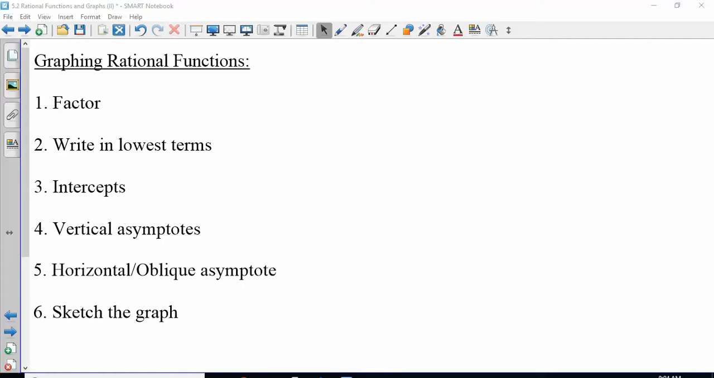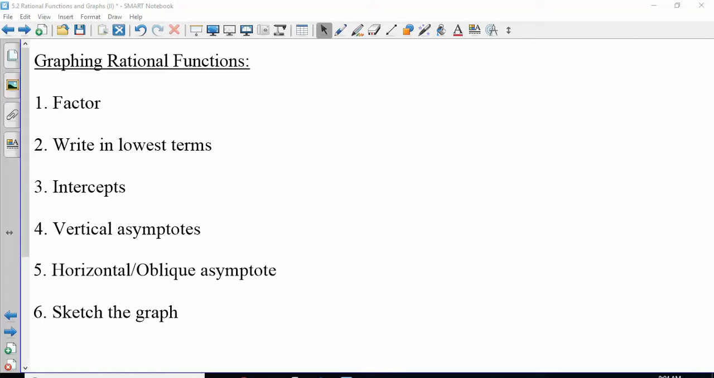But the first thing we're going to do is factor. We're going to look at the top and bottom of the fraction and see if we can break anything down. Write it in lowest terms means if anything cancels, we want to go ahead and do that. We're going to make our problem as simple as we can from the beginning.